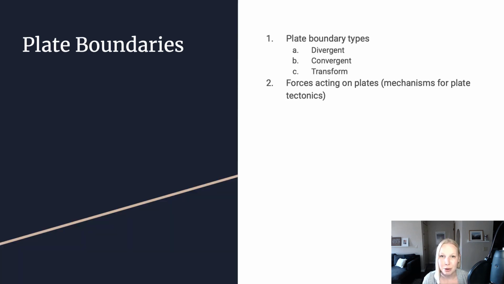That about wraps it up for plate boundaries. I talked about the 3 different plate boundary types: divergent, convergent, and transform. And I tried to give you some real life examples of where you might be able to find those different plate boundary types. And I also talked about the forces acting upon our tectonic plates and why plate tectonics is actually occurring.